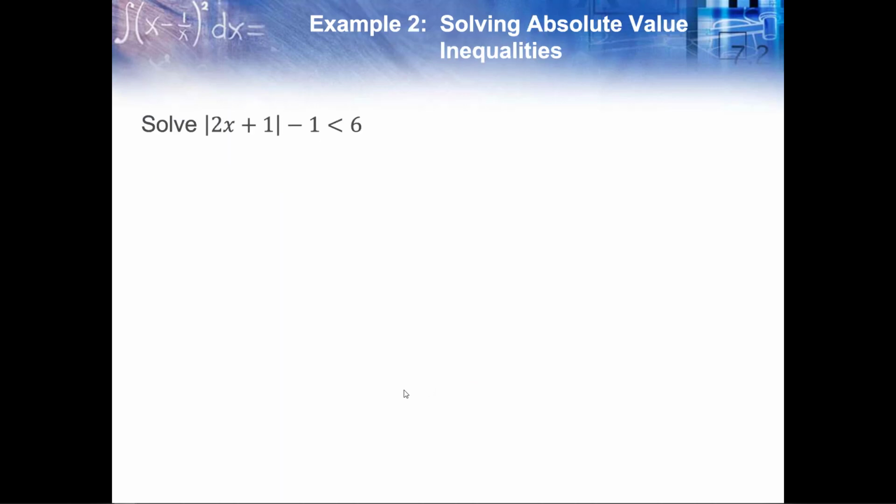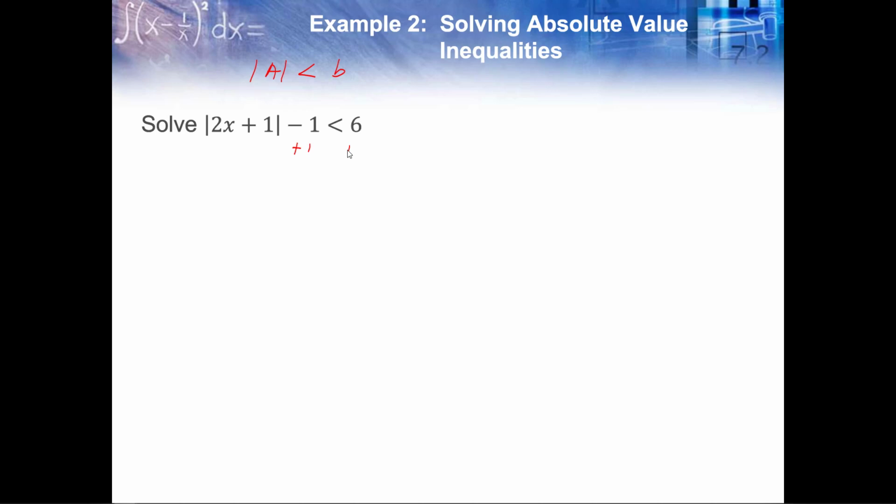Here's our next example. Now, this example in its current form, we cannot determine which case it is, because we cannot determine the case until we have the absolute value of some expression is less than some number or greater than some number. So before we can make a determination, we actually have to add 1 to both sides. So let's go ahead and do that.